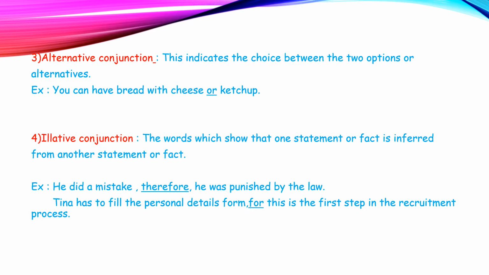Next, illative conjunctions are the words which show that one statement is inferred from another statement or fact. For example, he did a mistake, therefore he was punished by the law. So the second part of the sentence is the result of the first one. Here it does not represent any contrast or equal rank.